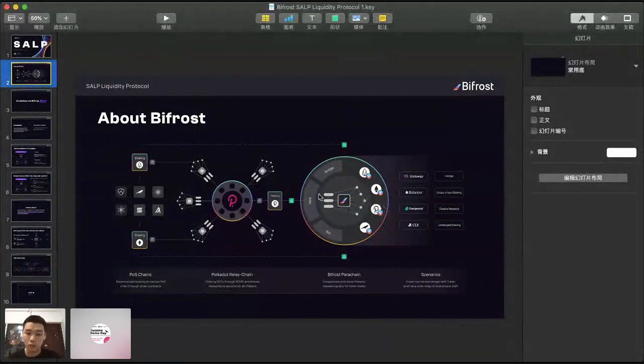The chart here is the ecosystem chart, and in the middle is Bifrost, and we connect the outside and the internal side of the Polkadot ecosystem to different DeFi applications, as scenarios for DeFi liquidity.